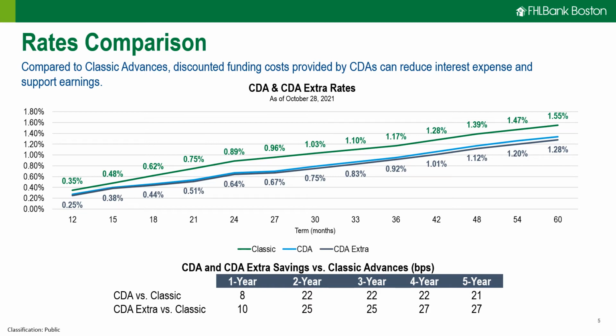So you can see by looking at the table below just how much savings we're talking about here. If you go out to 2 years and beyond, you're looking at over 20 basis points of savings, whether it's the CDA or CDA Extra, and out to 4 or 5 years on the CDA Extra specifically, you're seeing 27 basis points of savings. So there's some real savings there, and it's definitely worth taking a look at. And we're going to go into some strategies in the next few slides where this may make sense for you.